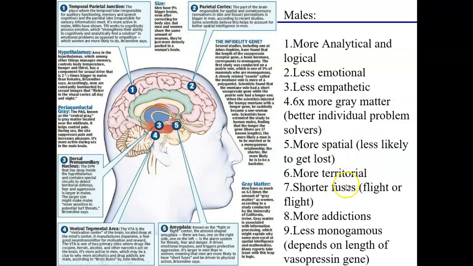They tend to be more territorial, shorter fuses, so more prone to fight or flight, probably anger. They're more likely to have addictions and less likely to be monogamous.